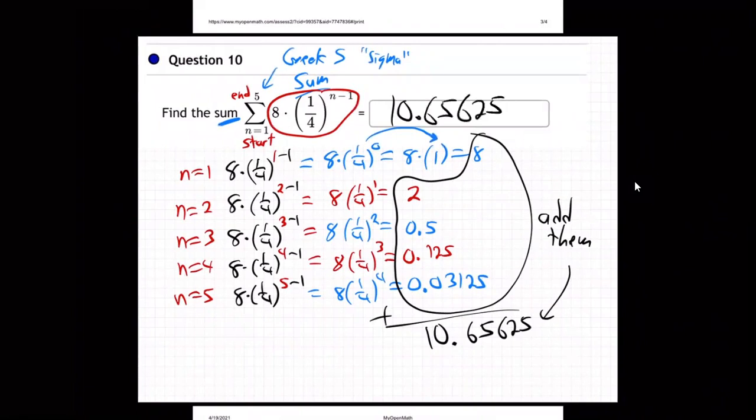10.65625. So again, this Greek symbol here is a Greek S called sigma. Like Greek alphabet, alpha, beta. This is called sigma, just Greek S, whatever. And it just means sum. So just take this formula, plug in 1, 2, 3, 4, 5, because you start at 1, end at 5. Plug into the formula and just add those up. It means add up this formula from 1 to 5. And so there we go. The answer is 10.65625.